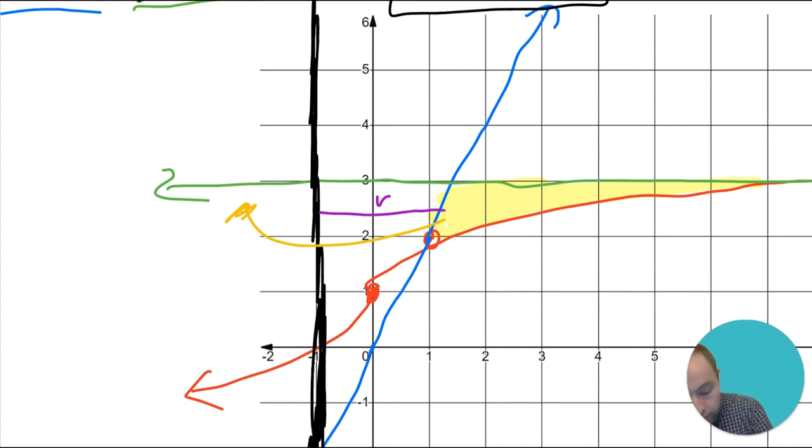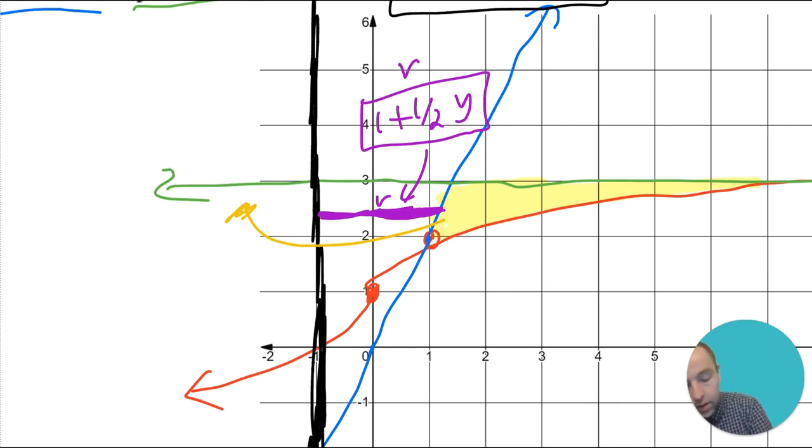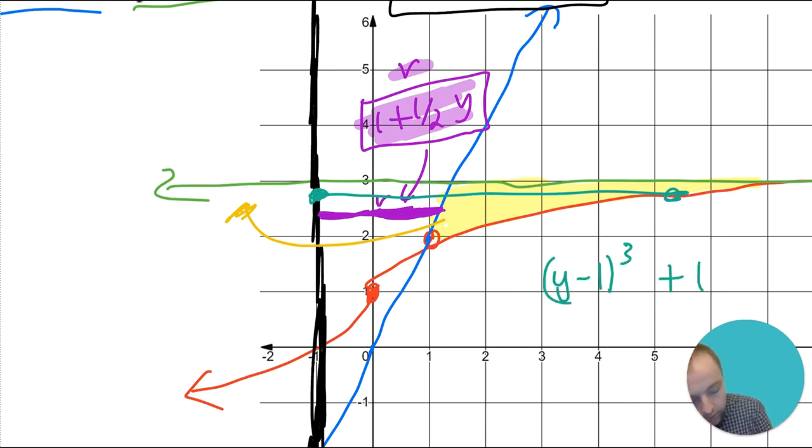So originally we said that this part of the inner radius was 1/2 y long, but now with this additional unit between, then 1 plus half y is going to be what that inner radius is going to be. And then the outer radius from here to there will be an additional 1 added to that quantity of y minus 1 cubed that we had.